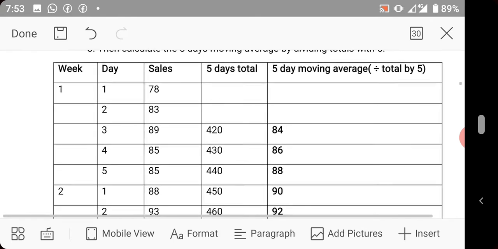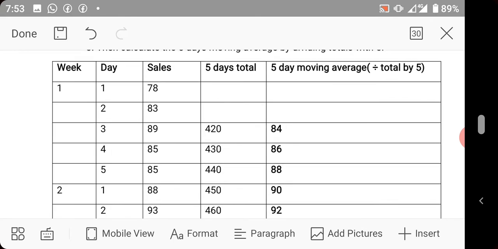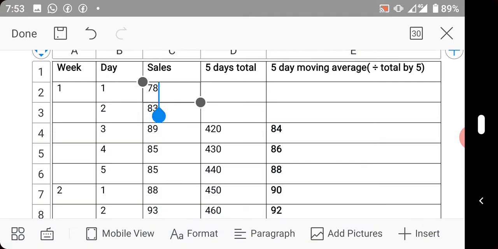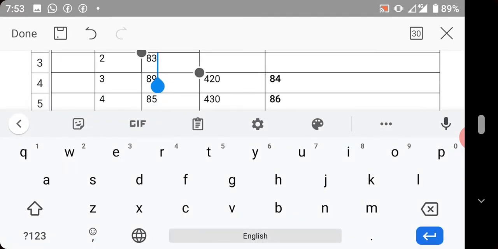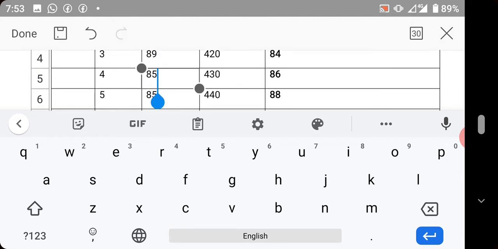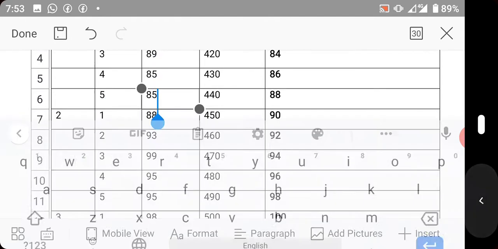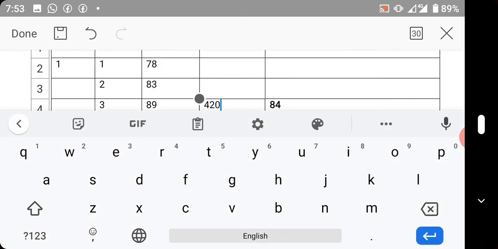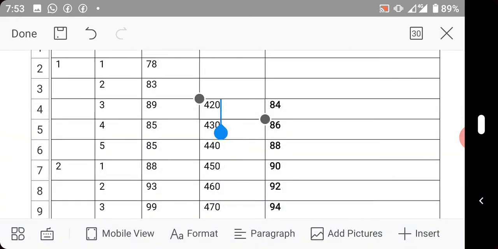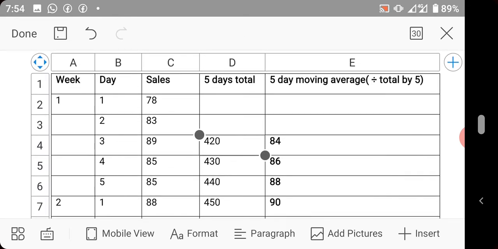So how are you going to take total? You add the first 5 values. You add this value, 78 plus 83 plus 89 plus 85 plus 85. That will give you 420. The total will be written at the mid of the 5 numbers you added together. So the mid of the 5 numbers you added together is the third line from here.